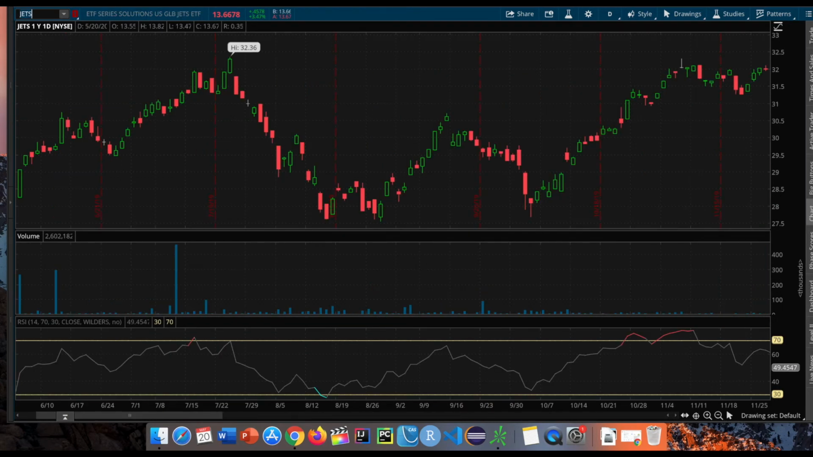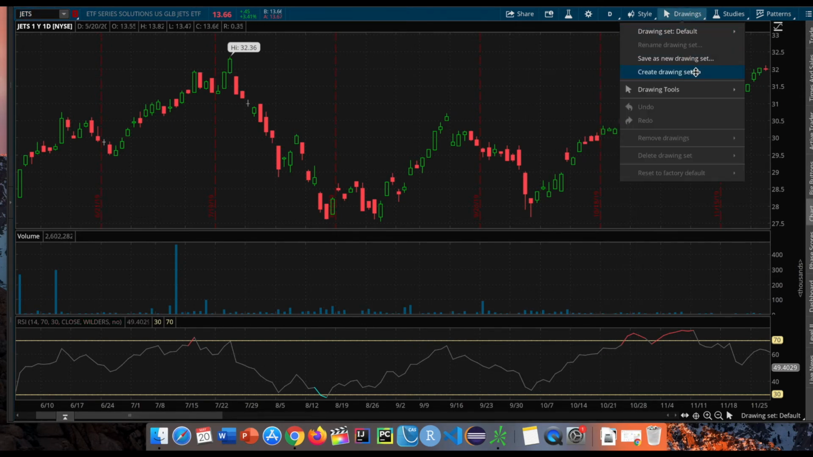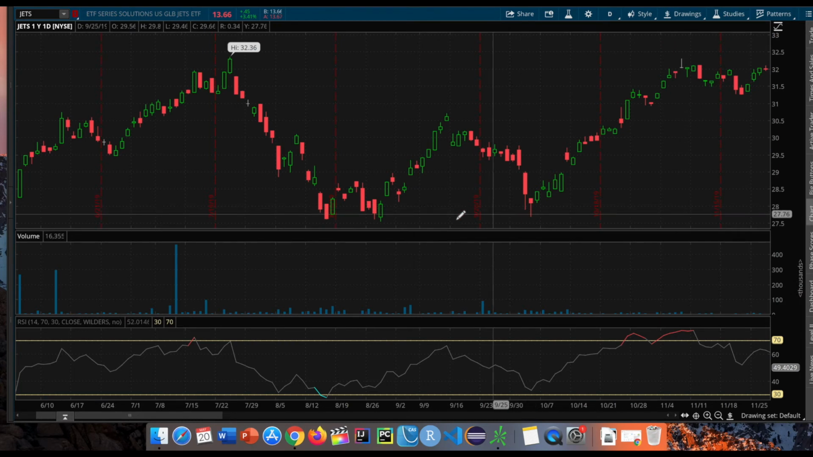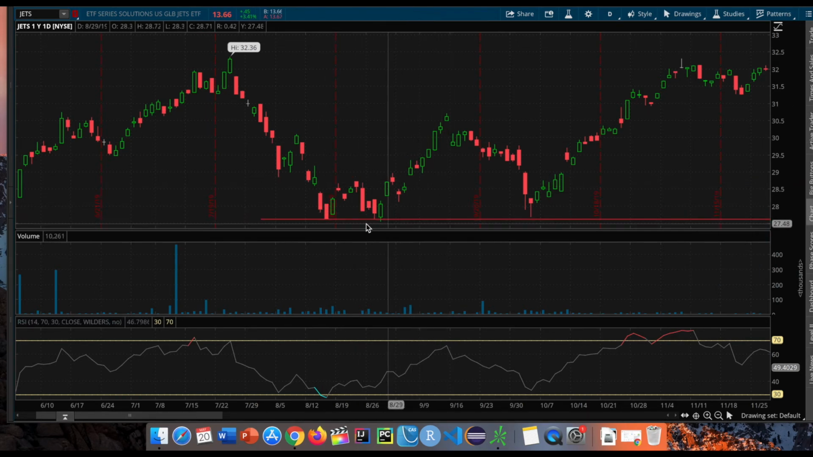Now let's do one more example, and this time we're going to be looking at the JETS ETF. I'm going to give you 1 second to try to spot this support zone. Hopefully you were able to catch this, and we're going to go ahead and draw this support zone. As we can see, this support zone is right about at this level, about 27.58. Once we draw the support line, we see that it has been tested about 3 times. It touches it, goes back up, touches it once again, goes back up, and then touches it one last time.